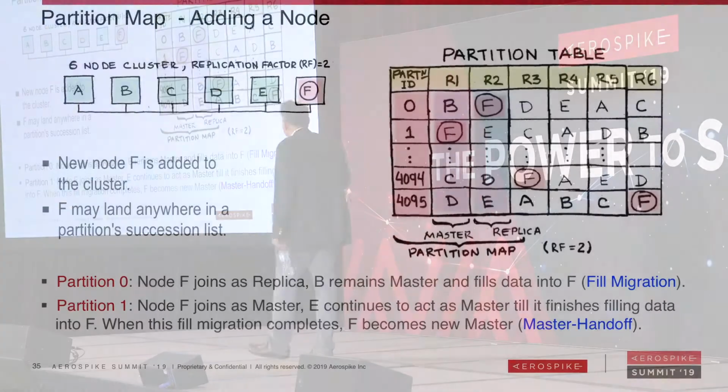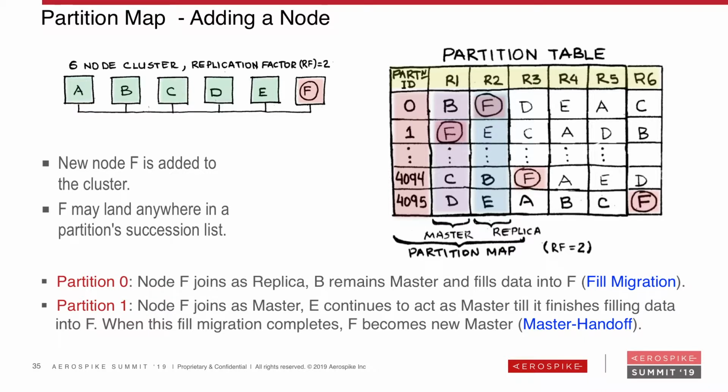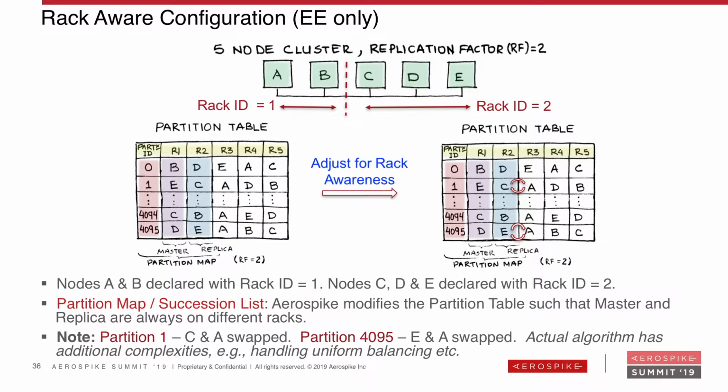For example, on partition 1, even though F comes in the master position, E will continue to act as the master till F has all the data. And then what happens is what we call the master handoff, and then F is ready to act as the master. Okay. Now, in Enterprise Edition, you also have the ability to do rack-aware configuration.